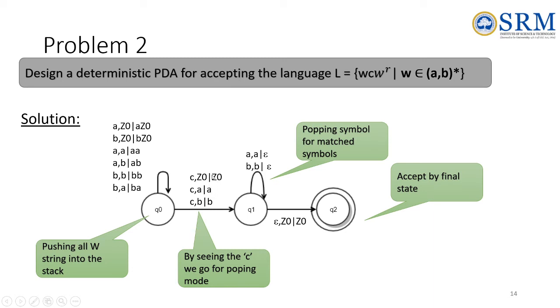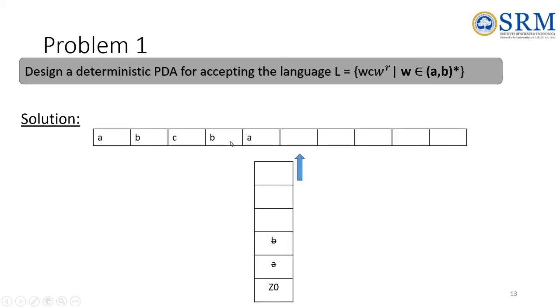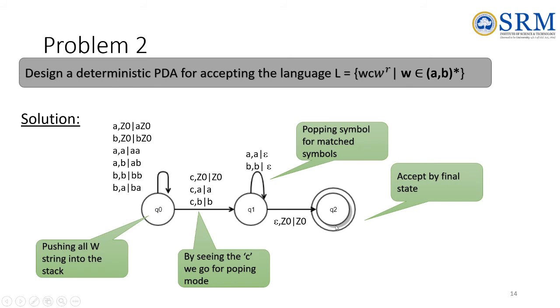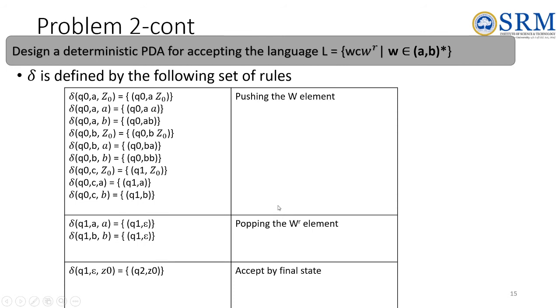If I am not pushing, only this symbol is here. And here for A, pop; for B, pop. Because it is first come first serve, only B and A will be popped, as it is in reverse. And finally there is no input and the bottom of the stack is Z0. You can accept this state. So in this way we can draw the PDA for this particular problem, and this is the move.